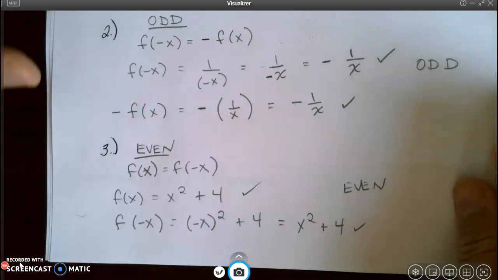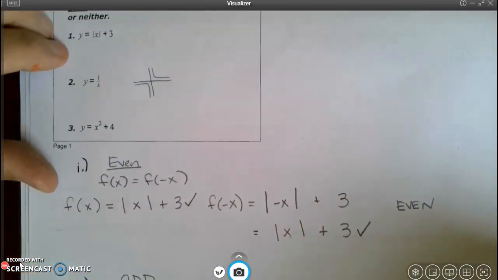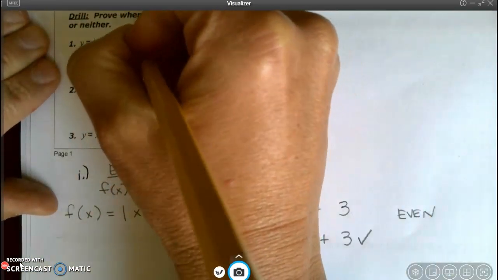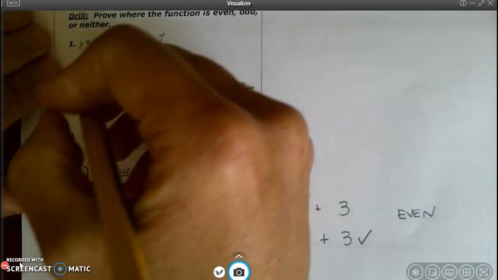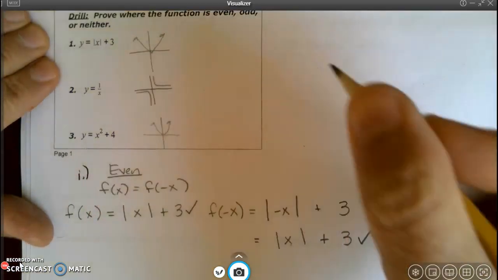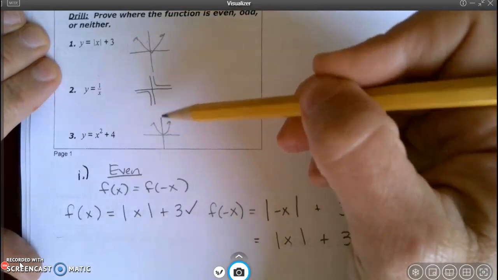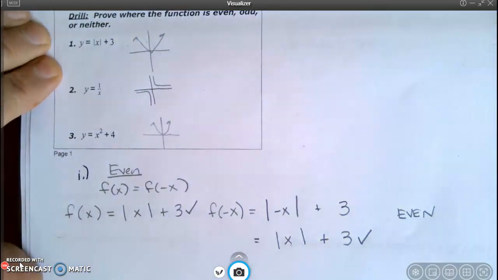Notice, it helps if you have an idea of what they're going to be before you start. I know that absolute value is typically V-shaped. Sometimes that V is moved around, and I know quadratic is U-shaped. And remember, if it's reflection symmetric over the y, it's even. If it's rotation symmetric around the origin, it's odd.